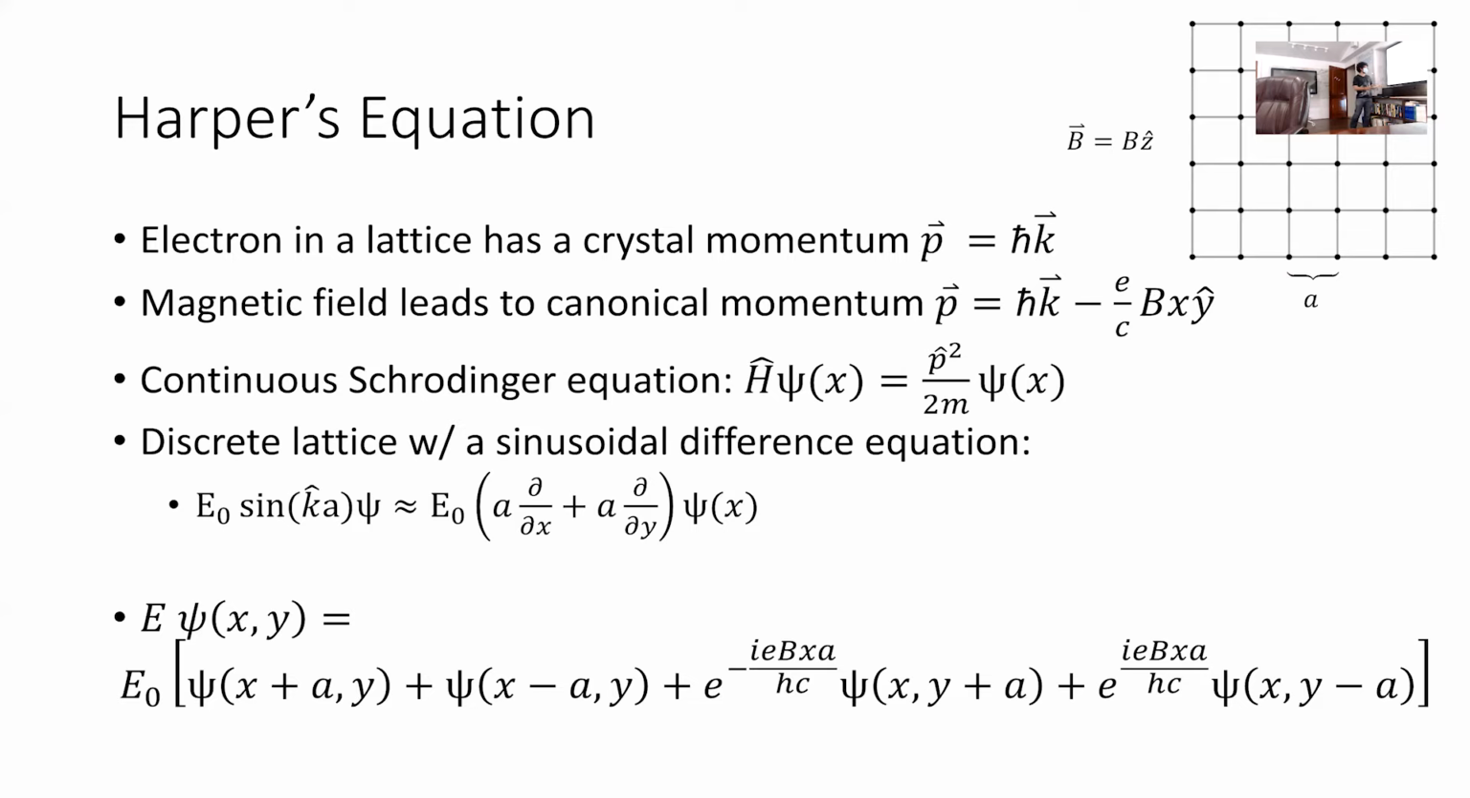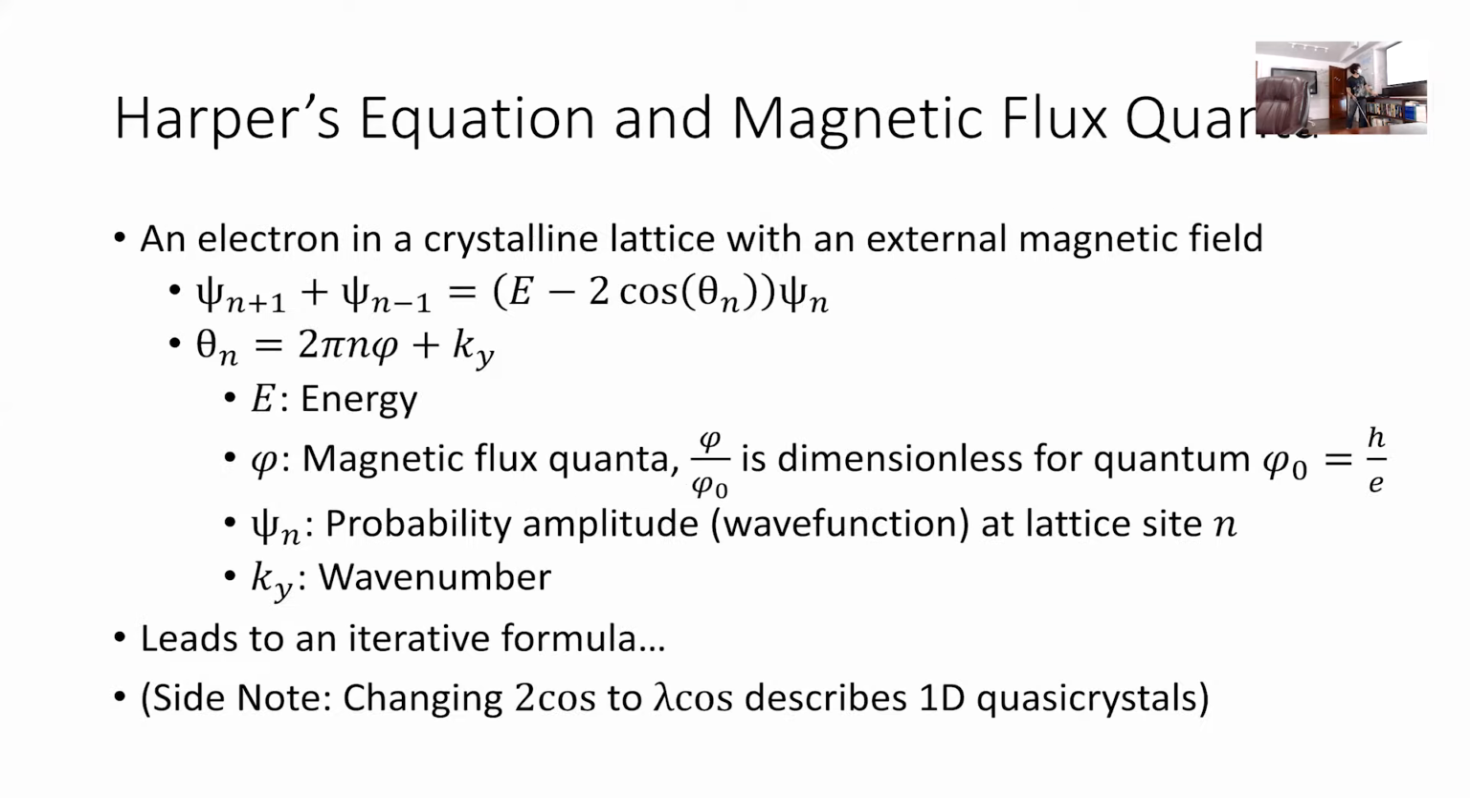x minus a. And then when we shift in the y, since I chose this gauge, it turns out that signs are complex exponentials. So I get this exponential factor here, this complex exponential, in terms of these quantities coming from the canonical momentum. And they get added as phase factors when I go to y plus a or y minus a. And these are all related to the energy at psi of x, y. So you can end up getting this equation, Harper's equation, from Schrodinger's equation when you combine these two concepts of the lattice with a magnetic field.